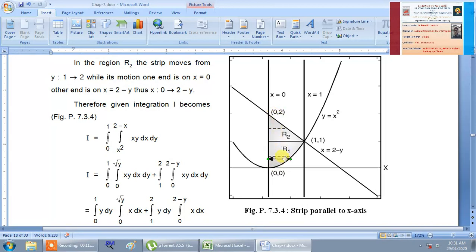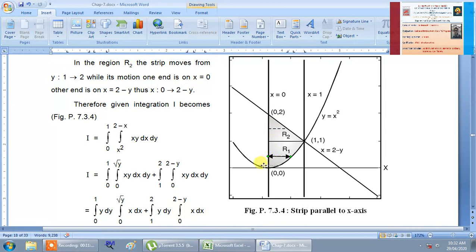During its motion, you can check that throughout this region the left end is on the y axis. The right end will be on the parabola until this separation, and after this it will be on the straight line. And here you will observe that the right end of the strip is not stuck on the same curve throughout the region. No doubt the left end is stuck on the same curve, that is your y axis. So for the left end, you can check that it is stuck on the same curve.